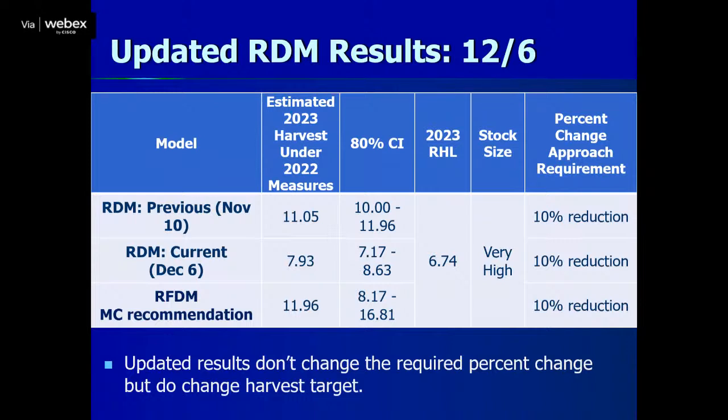It's just the difference is in terms of what that 10% reduction is applied to. And you can see that column there where it says estimated 2023 harvest under 2022 measures. That's the value that you would apply that 10% reduction to. So the resulting harvest target would change. And that also means that there are different considerations in terms of what specific measures would be appropriate to achieve that. But it doesn't change the fact that a 10% reduction is still needed under the percent change approach, regardless of which version of the model you're looking at.